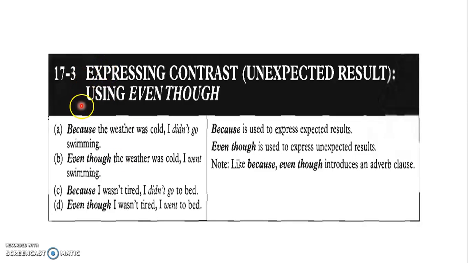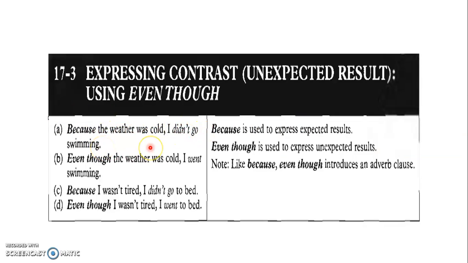Next, we talk about expressing contrast, also using even though. Expressing contrast means an unexpected result. There are two: we use because and even though. Because is used to express an expected result. Because the weather was cold, I didn't go swimming. So remember, what is the result? The expected result: I didn't go swimming.